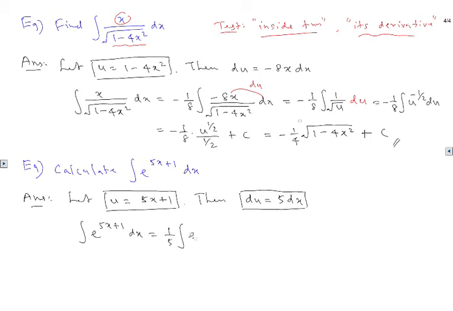and then e to the 5x plus 1, which is u, and we multiply by 5, so we have 5 dx. 5 dx is du. Because you divide by 5 and multiply by 5, this is what you get. This is very easy to integrate. It is 1/5 e to the u plus c. So that means 1/5 e to the 5x plus 1 plus c. Very simple, very simple.